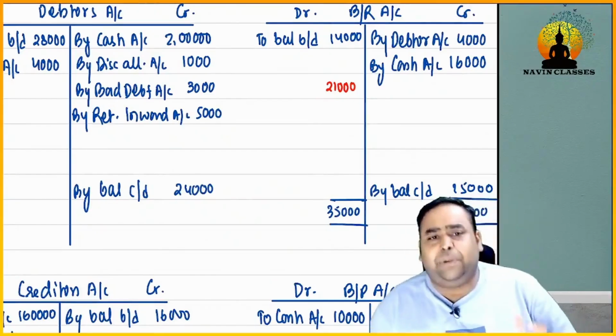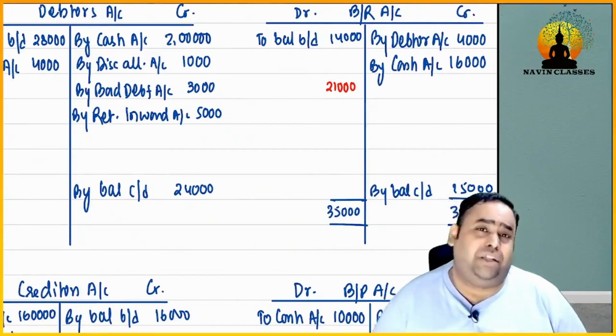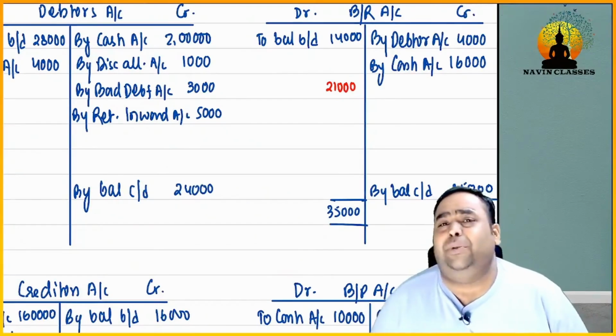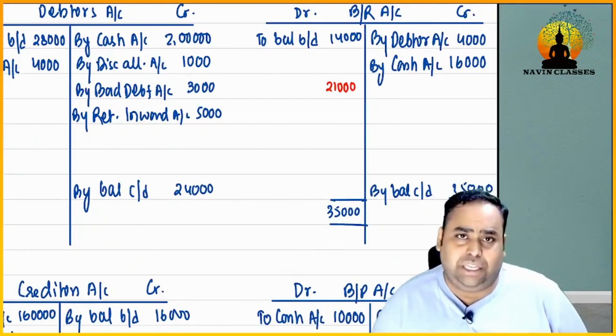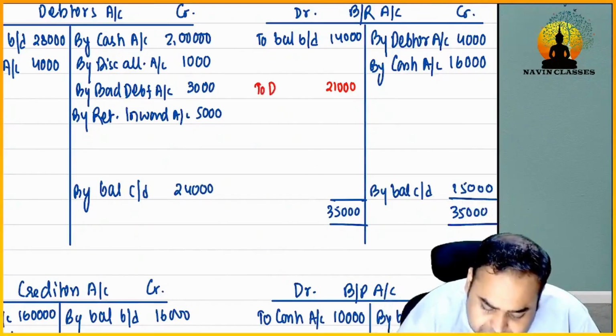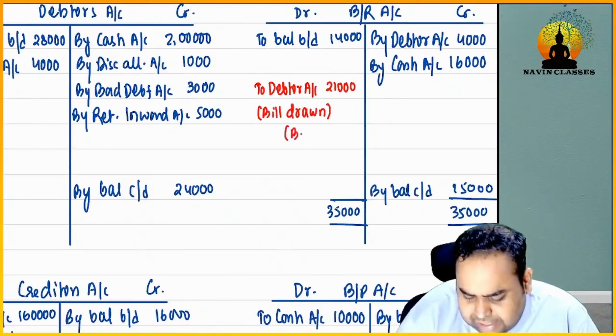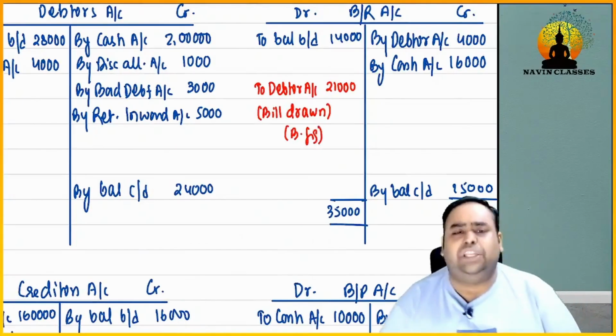So a bill was drawn on the debtor. And when we draw a bill, the entry would be BR account debit to debtor. Bill was drawn on debtor during the year, but the information about it was not given. So students, this 21,000, what does it represent? This represents the bill that is drawn on the debtors. Okay, students? The bill that was drawn on the debtors, this information was not provided in the question.